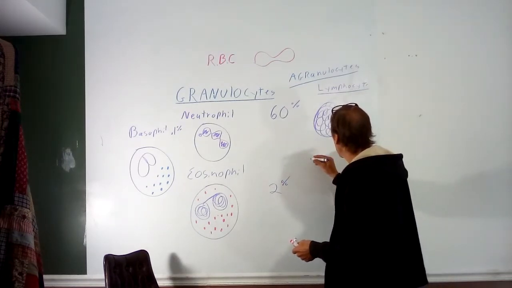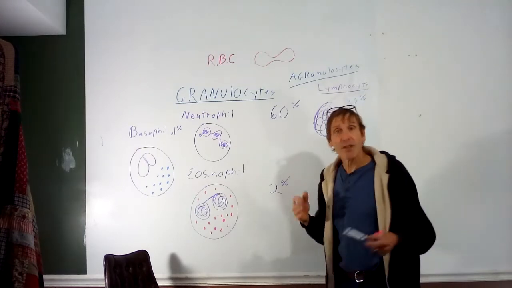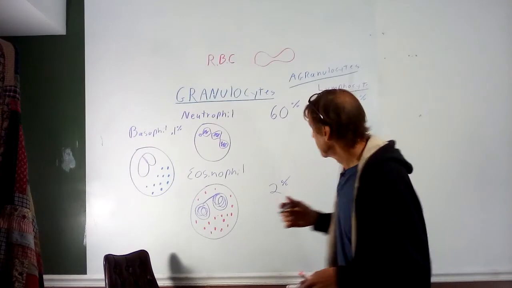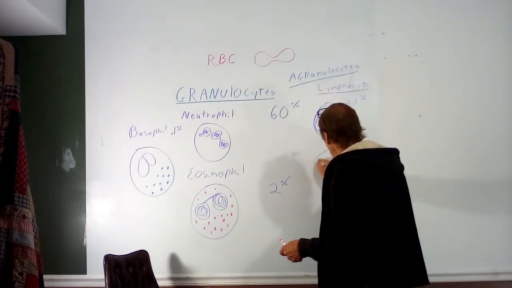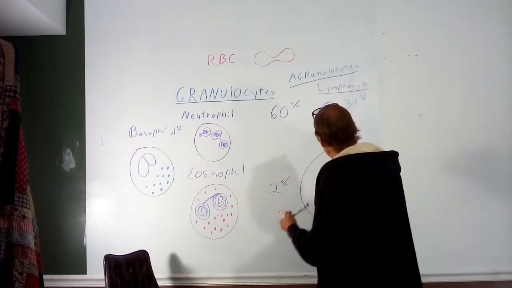That's one type. These make up about 30% of the white blood cells, so lymphocytes are also very common. The last one is one of the bigger white blood cells. It's called a monocyte.